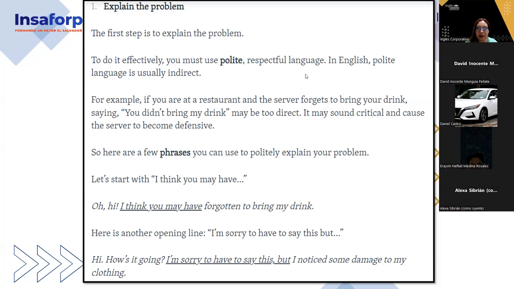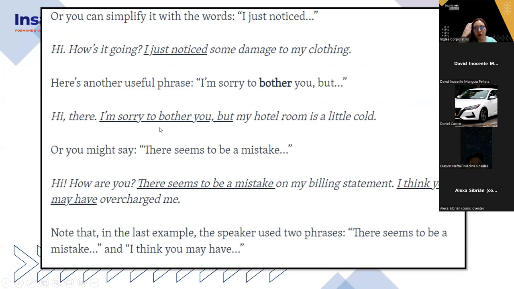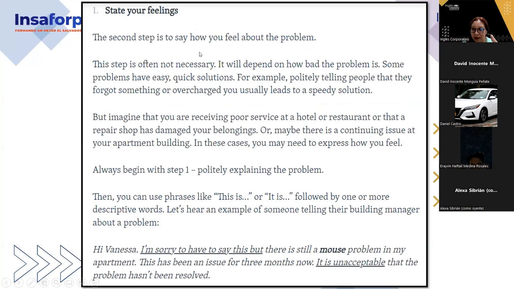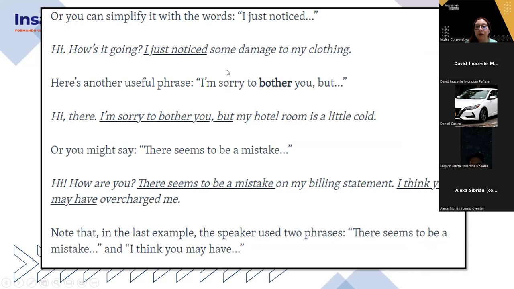And then tenemos más expresiones, podemos decir, acabo de darme cuenta, I just noticed, okay? I just noticed there is no sound in the class. Acabo de darme cuenta que no hay sonido en la clase, okay? En vez de decir, no hay sonido en la clase, right? So, the difference is using these expresiones como antesala para explicar el problema, right? Disculpe que lo moleste, pero I'm sorry to bother you, but my hotel room is a little cold. Okay?